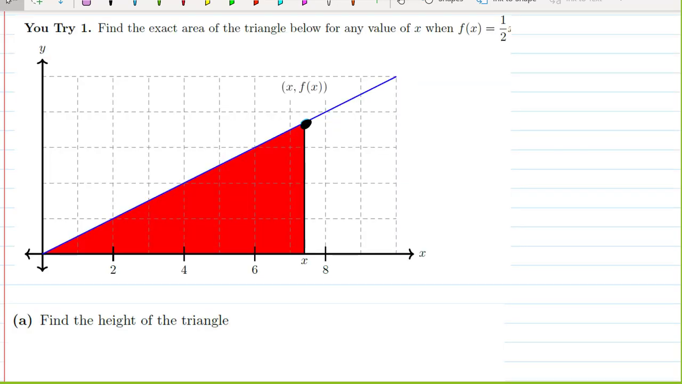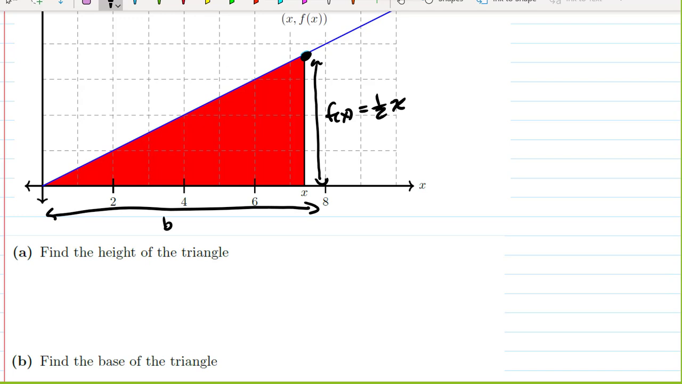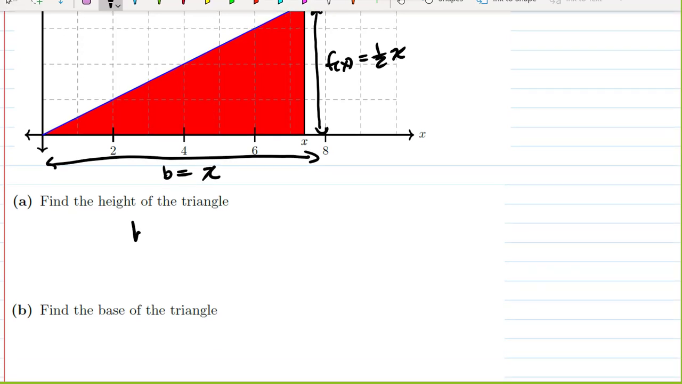All right, so to find the area of this triangle, we've got some scaffolded steps down here. So the height of our triangle is going to be this height right here, which is going to be our f of x, and our f of x is 1/2 x. So then the base of our triangle is going to be this right here, and the distance from the origin to this point x is going to be x. So the height of our triangle is 1/2 x. The base of our triangle is x.